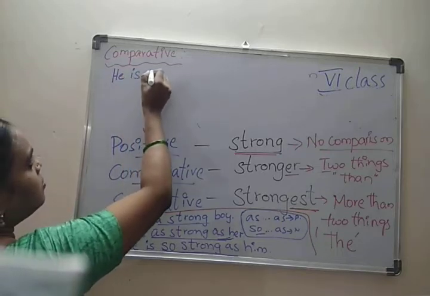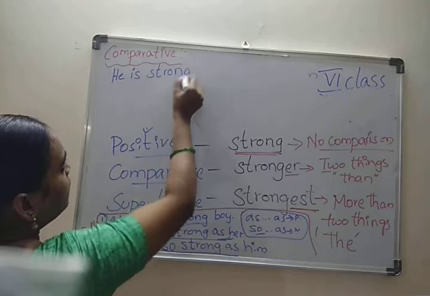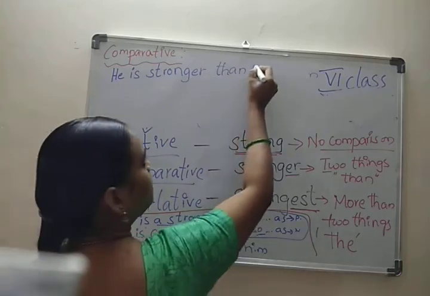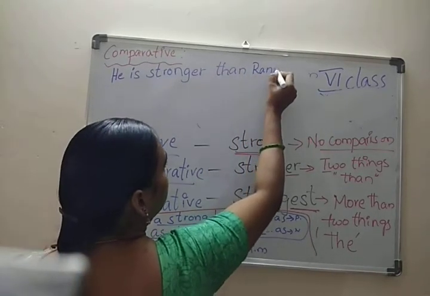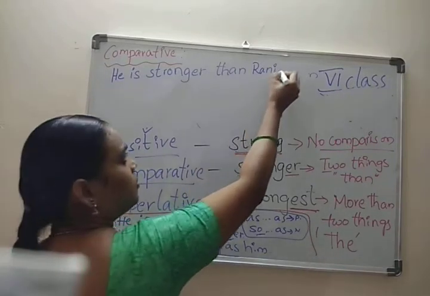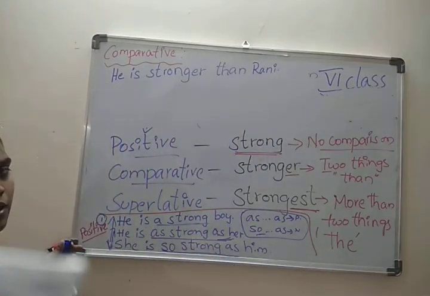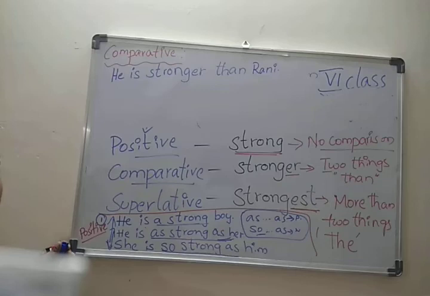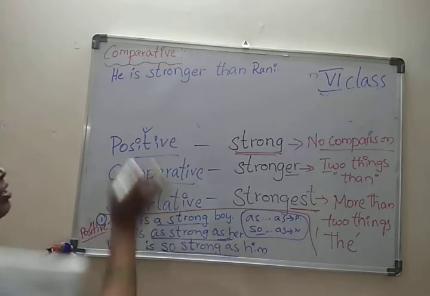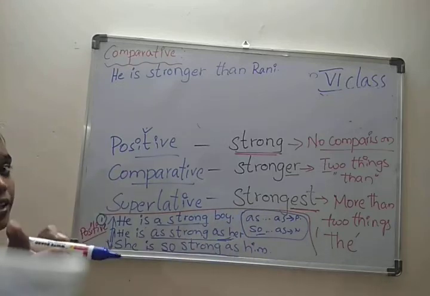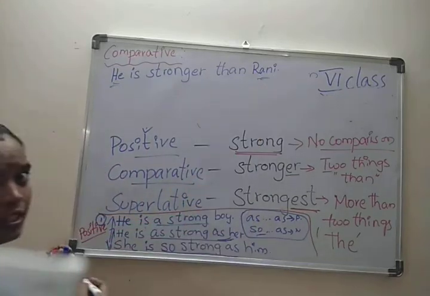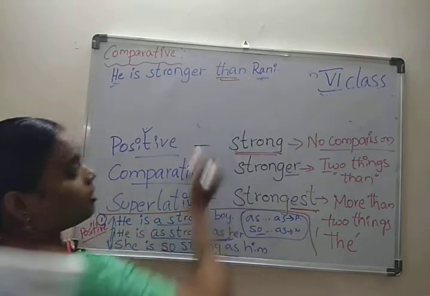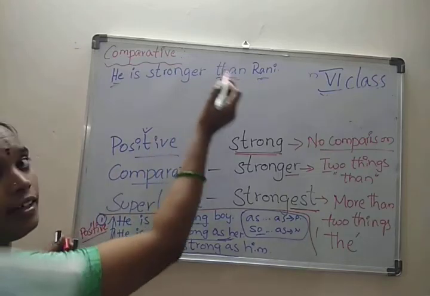He is stronger than Rani. We can take any name, no problem. He means some other person we don't know. First, he is a strong boy. Now he is stronger than Rani. What is the comparative rule? Between two members, here Rani and he, and using than. So he is stronger than Rani.